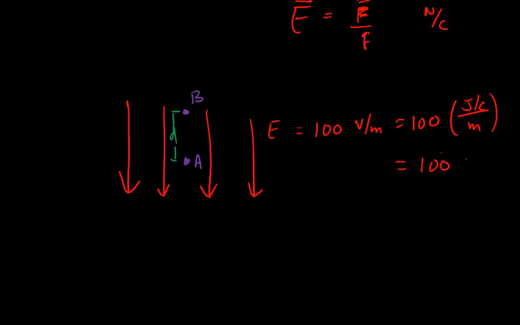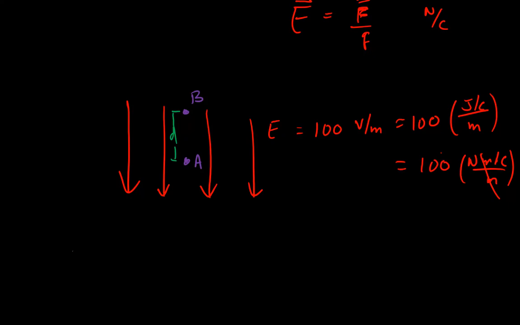But a joule is a newton meter. And those meters cancel. And so a volt per meter is equal to a newton per coulomb. So this is still a valid unit for electric field. So you can just change from newtons per coulomb to joules per coulomb per meter. It's the same thing.